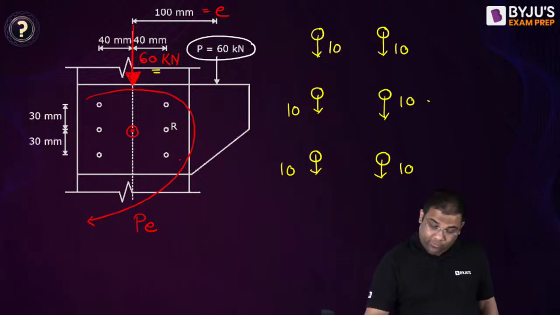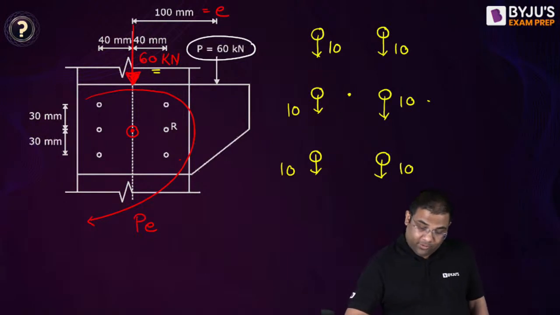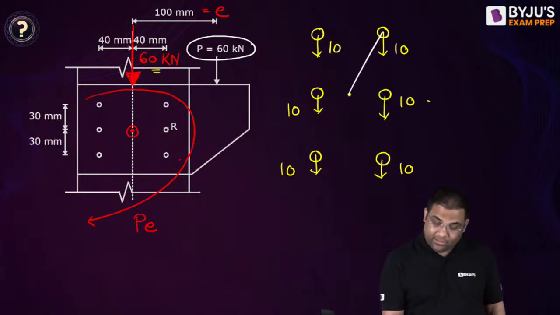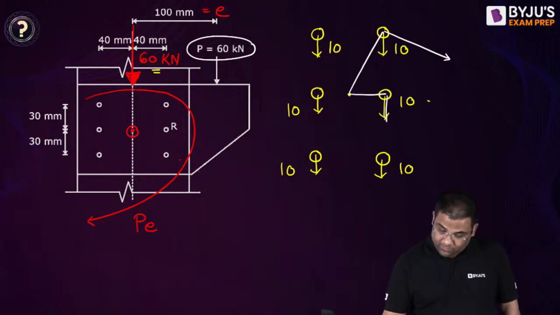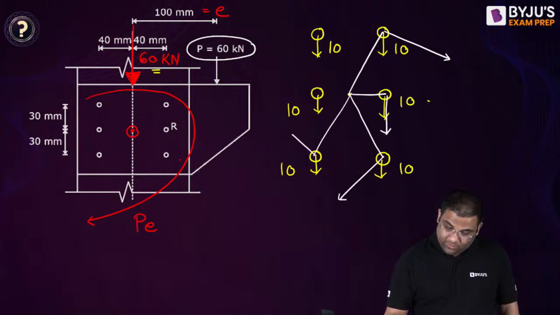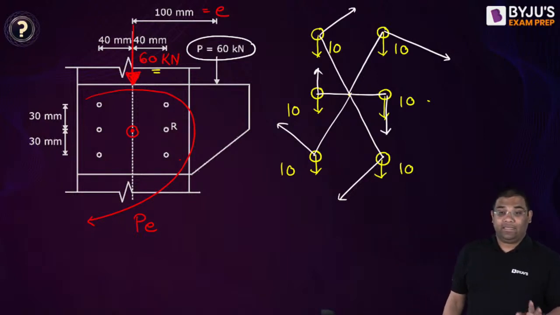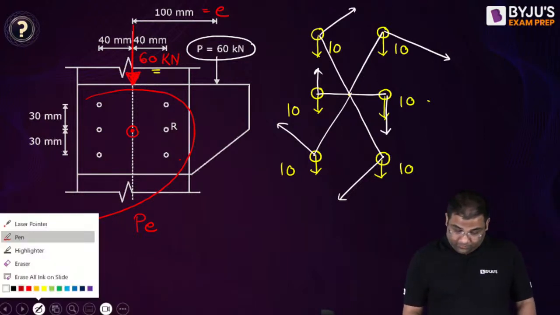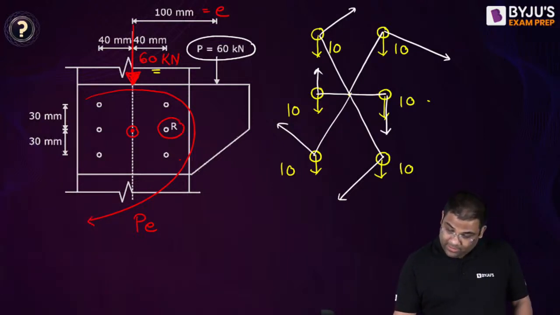Now, due to the twisting, there will be another force coming into picture, which will be perpendicular to the radial direction. You see, like this for this bolt, for this bolt, for this bolt, and for this bolt. But they have asked only for bolt R, meaning only this bolt.